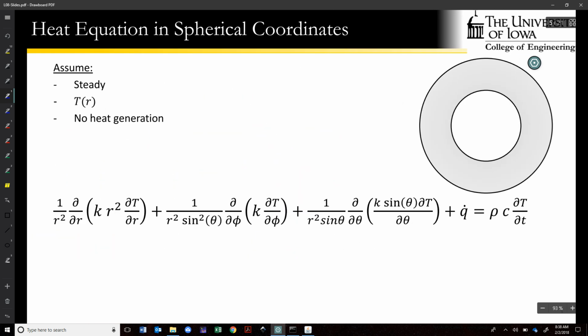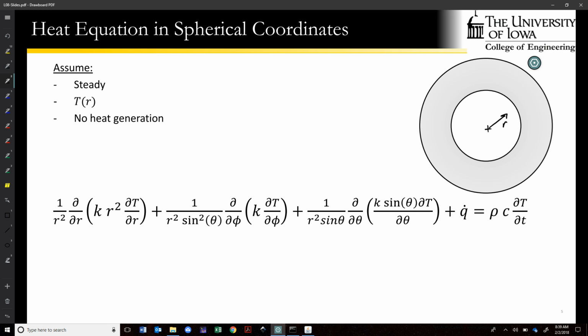So let's imagine that we have something that looks kind of like our cylinder from before, but I want to imagine that this is a cross-section through some spherical shell. We measure r in any direction outward from the center here. And the assumption is that we're dealing with steady heat conduction again. T is a function of r only, meaning it's one-dimensional, and we're neglecting heat generation. These are the three killer assumptions that take our heat equation down to a much more manageable form.